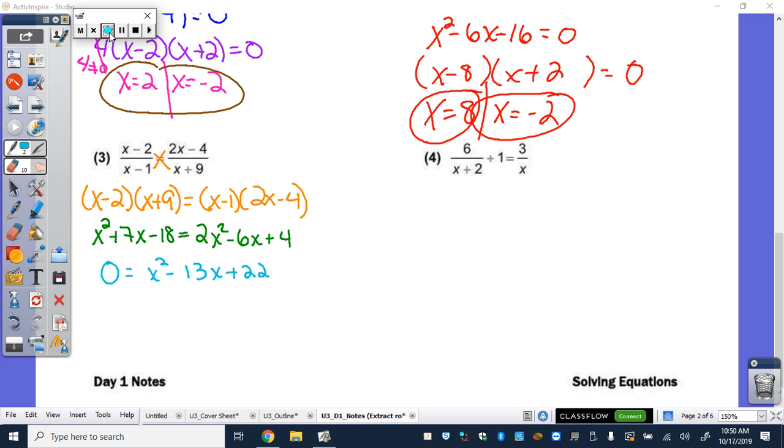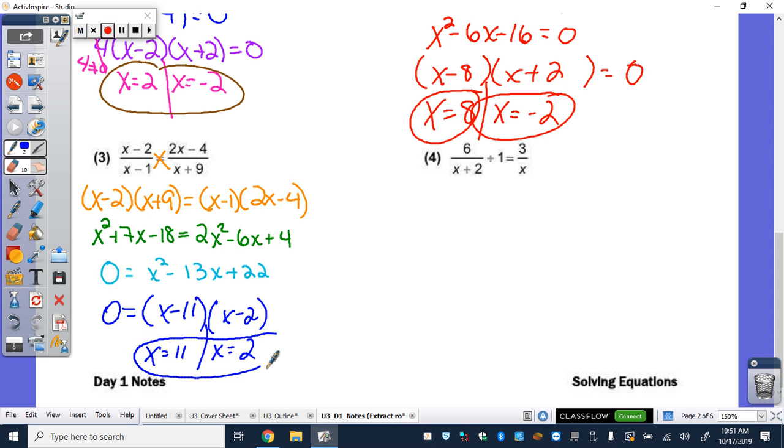So it multiplies to 22 but adds to 13. 11 and 2. So in fractions, you just got to remember, make sure that your answers don't make the fractions undefined from the original. So if I plug in 11 or a 2 up here in my originals, do I get any zeros in my denominator? No. So those are good. 11 and 2 are going to be our answers for that one.